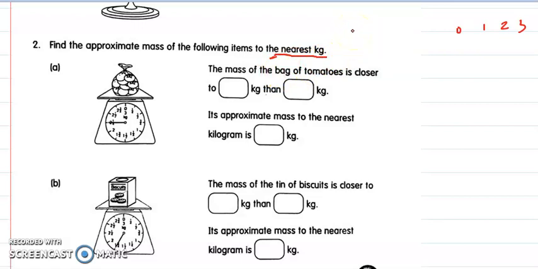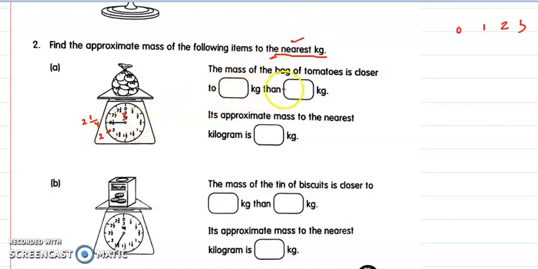So if we look at the first part of question number 2, there is a bag of potatoes placed on the mass scale, and the pointer is at 2/4. If it is at 2/4, it means we can say it is between 2 and 3, but it is closer to 2. As we are rounding to the nearest kilogram, it is closer to 2 kilograms.